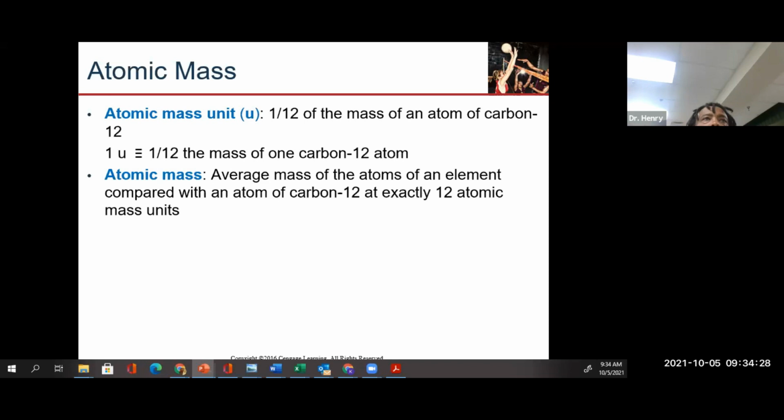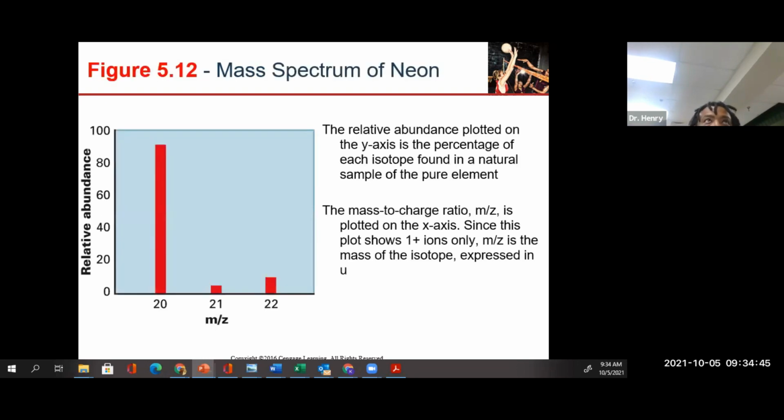So the atomic mass, the average mass of an atom of an element compared to the atom of carbon, which is exactly 12 atomic mass units. In other words, carbon weighs 12 atomic mass units. The way atomic mass on a periodic table is provided is based upon the isotopes and their abundance. Here, this is using a mass spectrometer to separate the masses of neon.